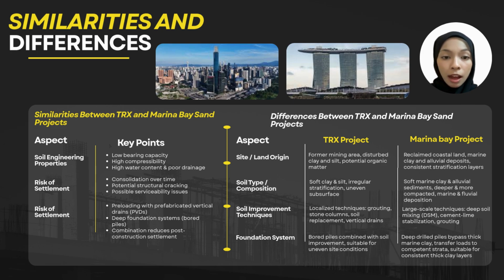before construction. However, there are clear differences between the two projects. The TRX project was located on a former mining area where the soil was highly disturbed, non-uniform, and contained loose materials. Therefore, ground replacement, mechanical stabilization, and grouting were necessary to strengthen the soil and improve uniformity. In contrast, Marina Bay Sands was developed on reclaimed coastal land with deep layers of marine clay. Due to the thickness and softness of the clay, more extensive treatments such as deep soil mixing, jet grouting, and deep pile foundations were applied to transfer loads to stronger strata.